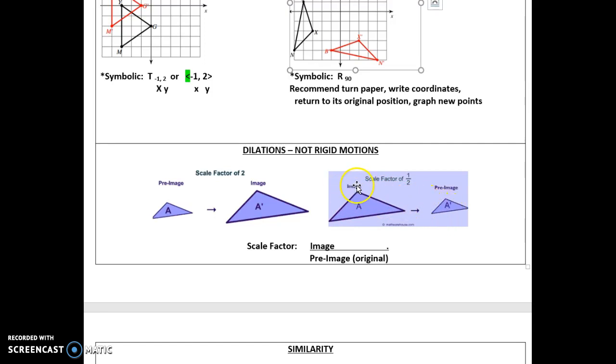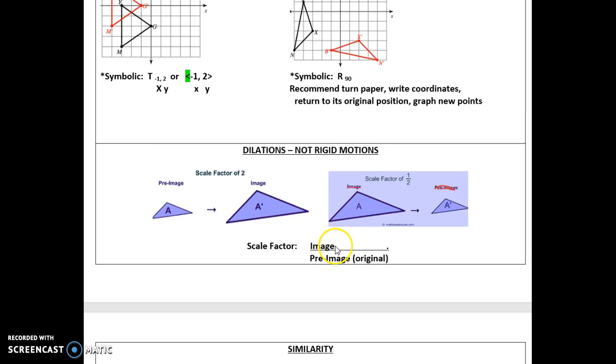This should actually say pre-image and this should say image. That's a typo right there. So make sure that you don't write image. This is the pre-image. This is the image after a scale factor of 1/2. The scale factor is the image size over the pre-image size.